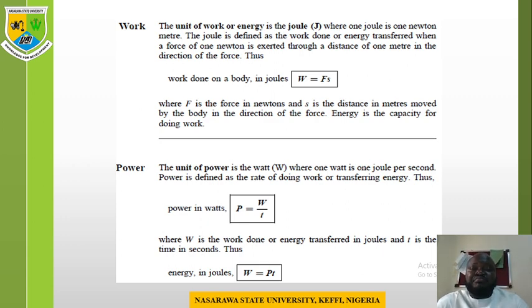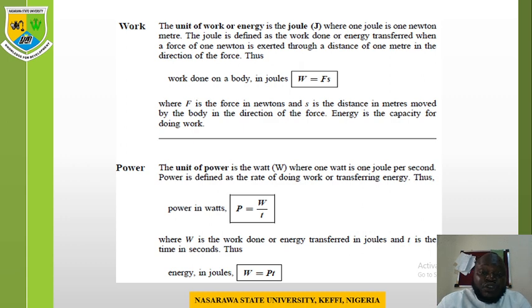Now, I feel it is important for us to bring about power. The unit of power is watt, where 1 watt is 1 joule per second. Power is defined as the rate of doing work or transferring energy. Thus, power is equal to work over time. I can as well say power is equal to force times distance divided by time, because we know that work is equal to force times distance.